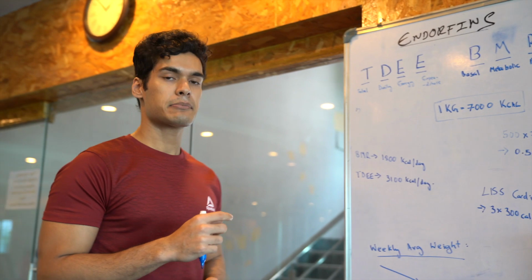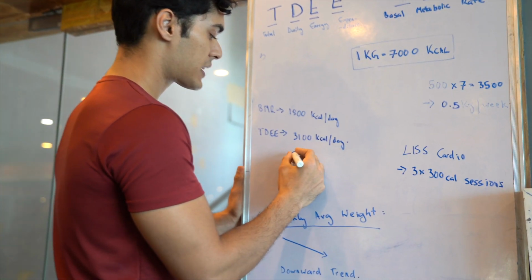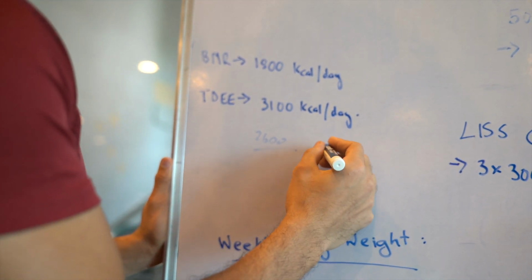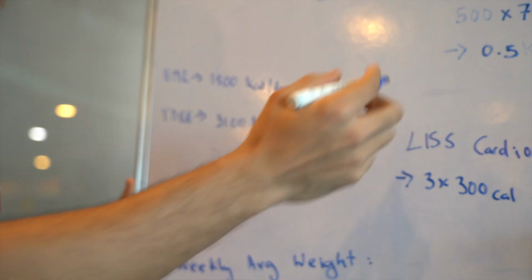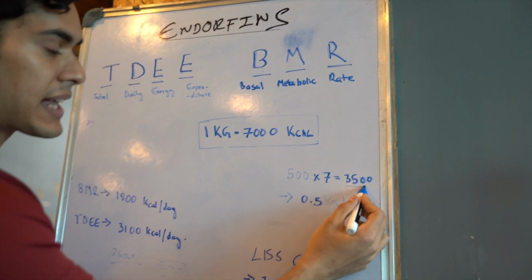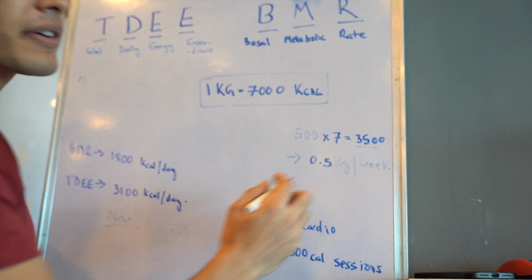So when I'm structuring my macronutrient goals, 3100 minus, let's say I'm consuming 2600 calories in that day, so I'm creating a deficit of 500 calories. So 500 calories spread across 7 days in a week, that's 3500 calories. So if I follow this tempo, I'll lose 0.5 kilograms in a week.